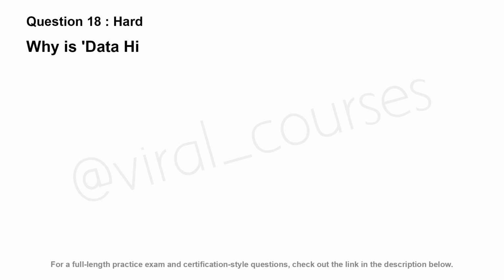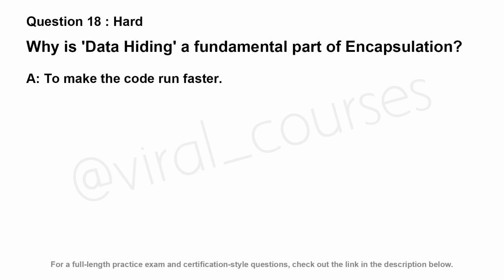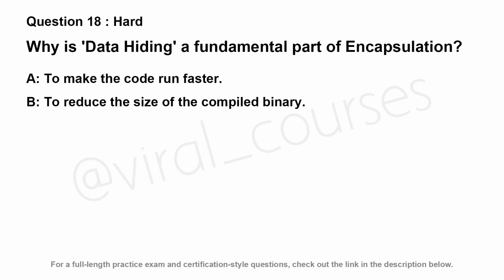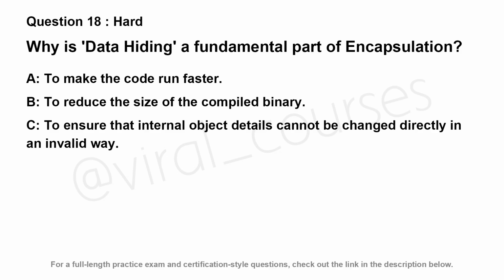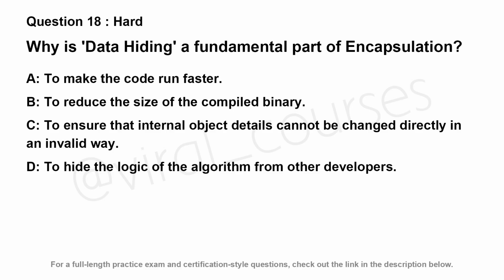Why is data hiding a fundamental part of encapsulation? Option A. To make the code run faster. Option B. To reduce the size of the compiled binary. Option C. To ensure that internal object details cannot be changed directly in an invalid way. Option D. To hide the logic of the algorithm from other developers.